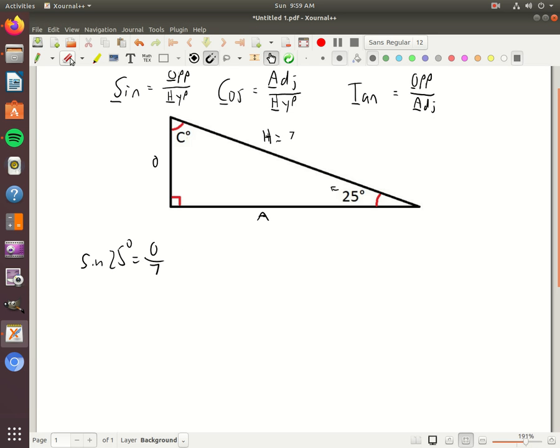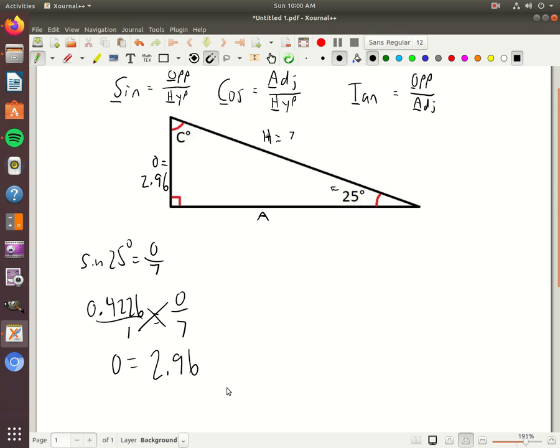And I'm going to change this now, because I know that this is now 0.4226 equal to O over 7. I'm going to cross multiply to solve. I know that my O is going to be whatever 0.4226 times 7 is. And that's going to end up being, I have a calculator by the way, 2.96. So now I know that this O is equal to 2.96.